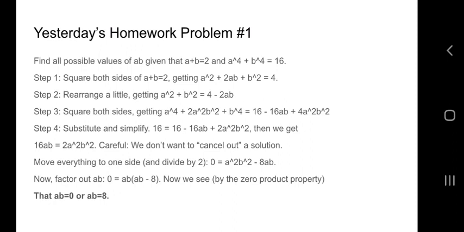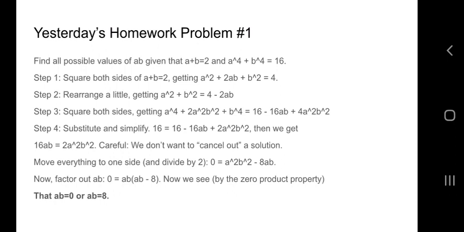So we have to keep that in mind. One way to not make that error is to just get everything to one side and factor out the ab. If we factor out the ab, we get 0 equals ab times ab minus 8. So at this point, we have 0 equals ab times ab minus 8.